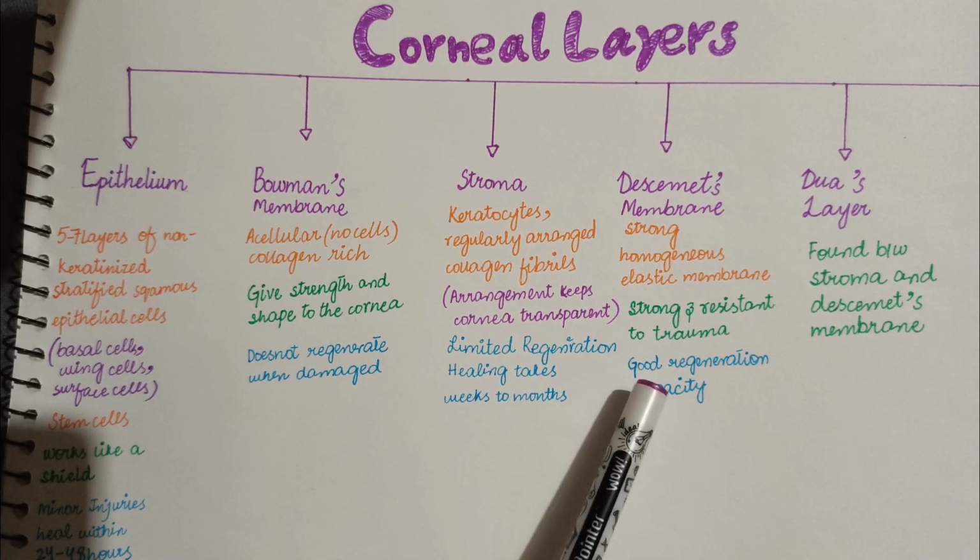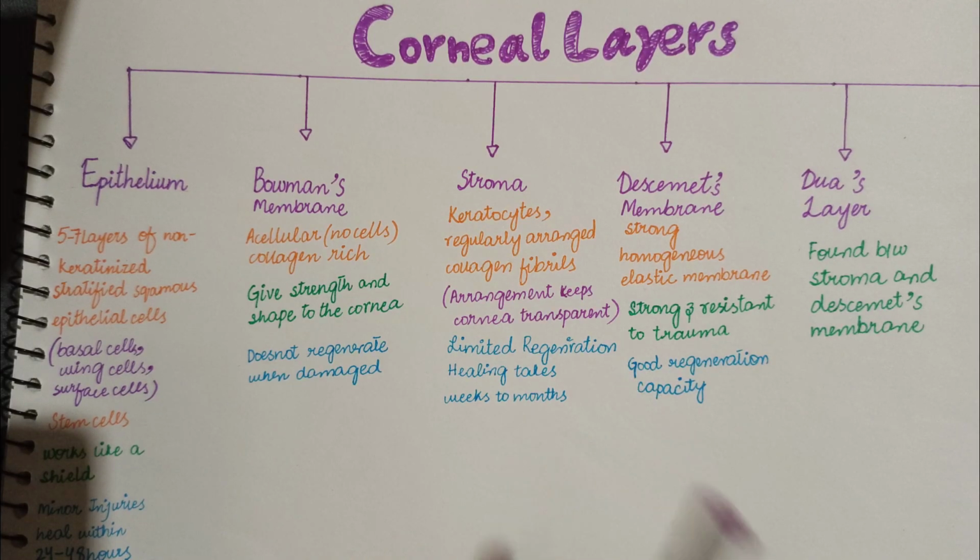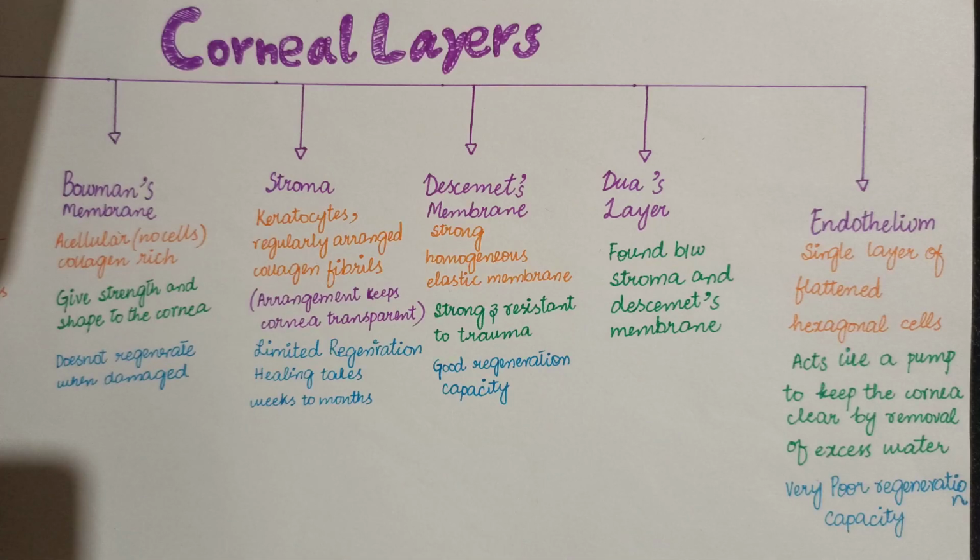The fourth layer of the cornea is Descemet's membrane, the elastic shield that lies just beneath the stroma. It is a thin but very tough and elastic layer, and it is strong and resistant to trauma. Descemet's membrane has a very good regeneration capacity, and it protects the cornea from infections and injuries. Dua's layer, the layer that was discovered in 2013, was found between the stroma and Descemet's membrane, still under research but believed to play a very crucial role in surgical technique.